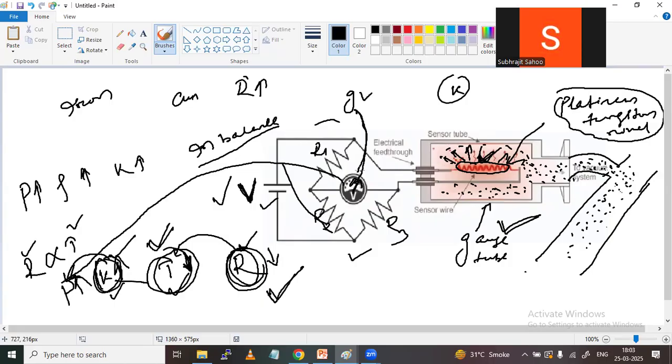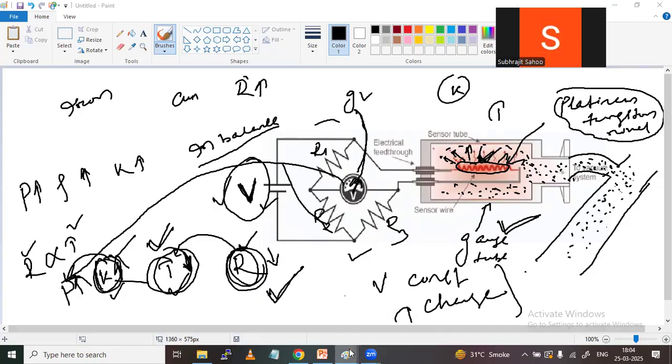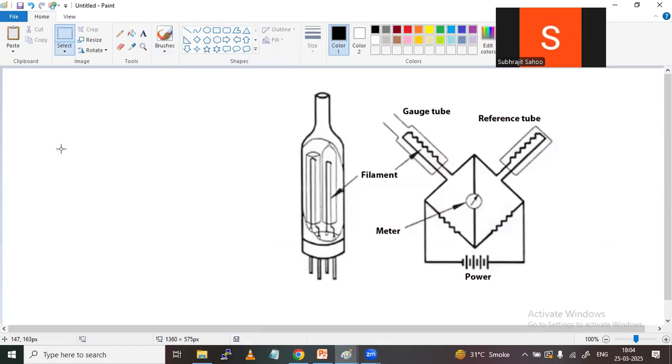Very interesting, right? This is one method. What is the method, sir? Voltage is constant and the temperature changes. This is one method by which I measure. The second method is what? In this method, I will keep the temperature constant and the voltage will change. Now observe.